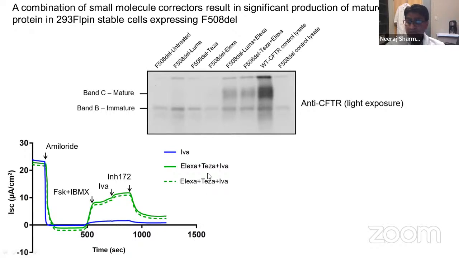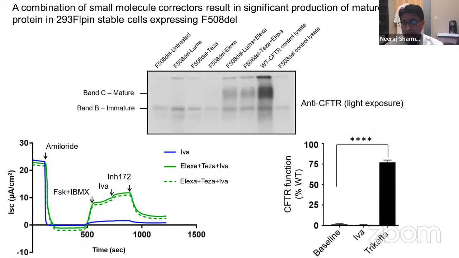However, when elexacaftor and tezacaftor were added, in addition to the potentiator ivacaftor, you start to see a remarkable recovery of the CFTR function as shown here with the green line, and it goes to about 10 microamps, stabilizes, and further gets potentiated with ivacaftor shown here with this black arrow. And with using the inhibitor I-172, which is specific to CFTR function, you see a drop in this short circuit tracing, reflective of the fact that these currents were specific to CFTR function.